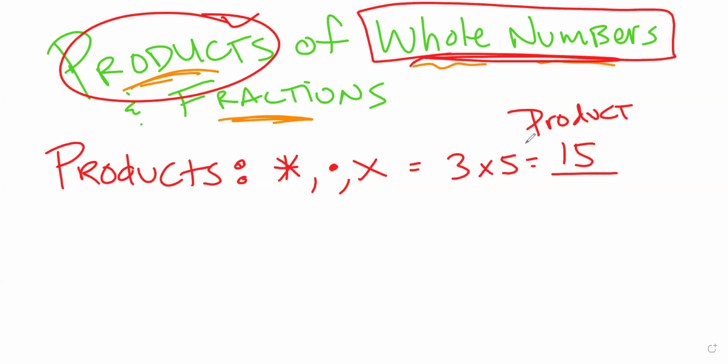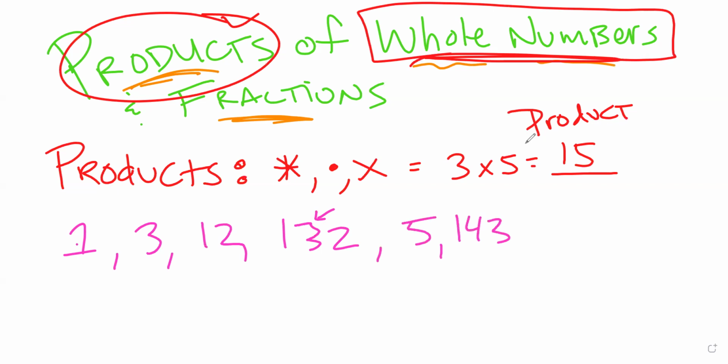Here we're talking about whole numbers. If I am a whole number, remember that just means I have all of it. And those are just, whatever, like 1, 3, 12, 132, 5,143. Whole numbers. They're just whole numbers. It's all of it. It's the complete. There isn't any left over.